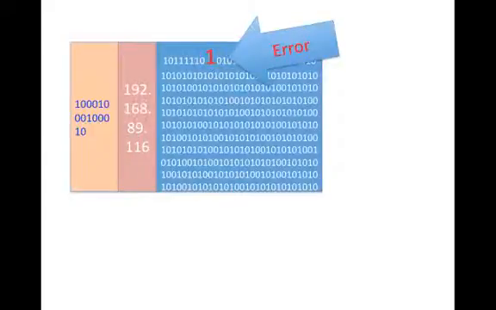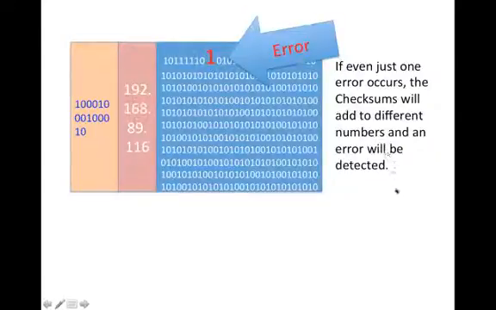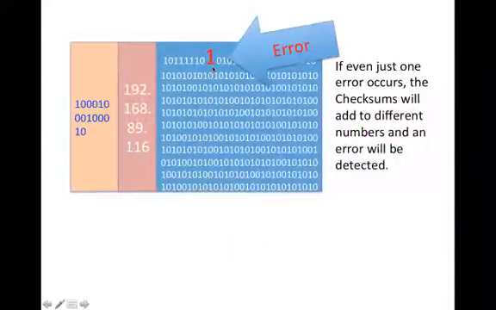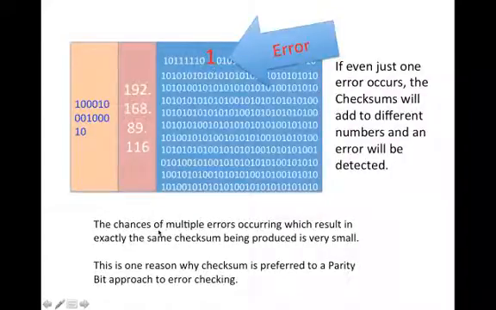In some instances, an error can occur. In this case, a 0 has been changed into a 1. The checksums, when added together, will give different numbers because we're adding a whole bunch of bytes, but one of them has a different number in it, so the results are going to be different and the error will be detected. The chances of multiple errors occurring which result in exactly the same checksum being produced is very small. This is one reason why checksum is preferred to the parity bit approach to error checking, because the chances of an error being missed is very small.